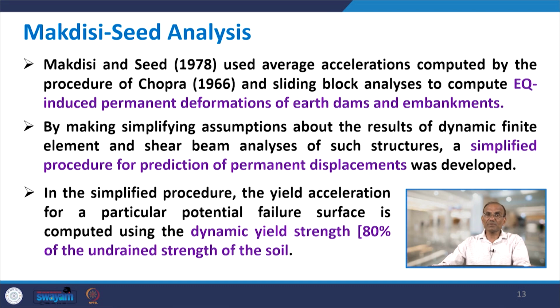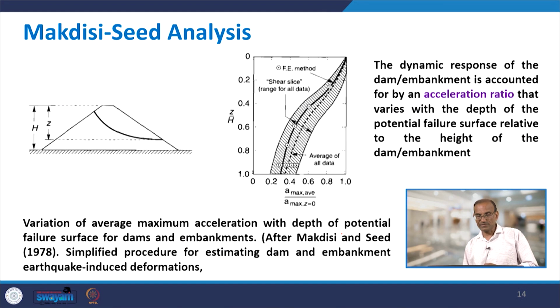In this simplified procedure, the yield acceleration for a particular potential failure surface is computed using the dynamic yield strength. What is dynamic yield strength? It is considered to be 80% of the undrained strength of the soil. So, once you have the dynamic yield strength, then AY can be defined. In this analysis, the dynamic response of the dam or embankment is accounted for by an acceleration ratio, and what is that acceleration ratio? It is defined here.